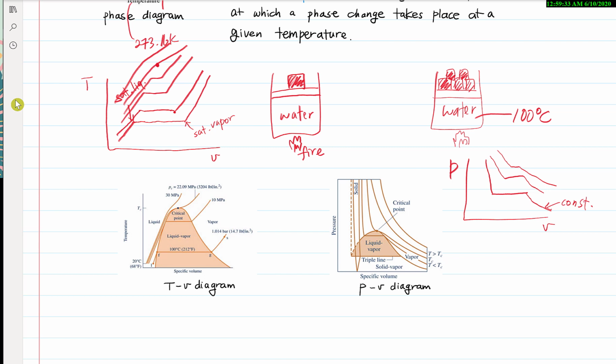So we took a look at three property diagrams. The property diagrams for water were used as an example, but the general shape of the property diagrams is similar for pure substances.